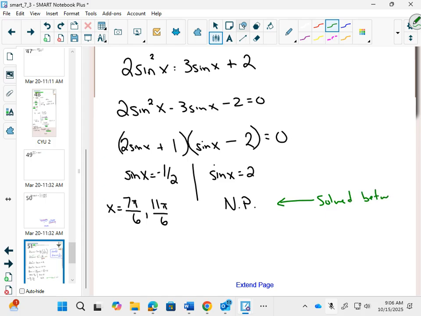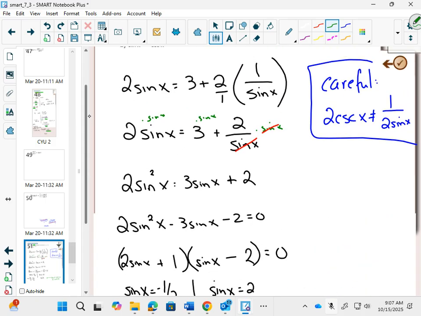I solved between 0 and 2 pi. And now is the moment of truth. I'm going to scroll up. I'm hoping this question's not in degrees. I'm hoping it's not a different interval, but I'll check once I find out.